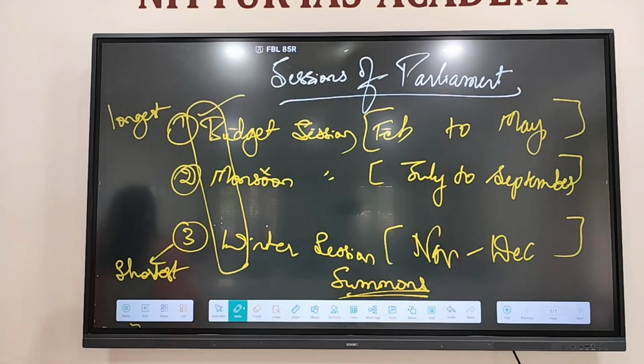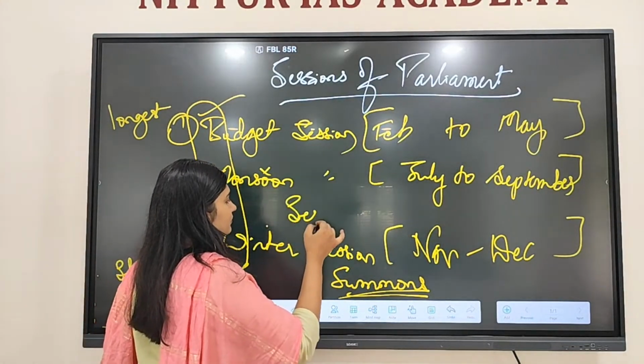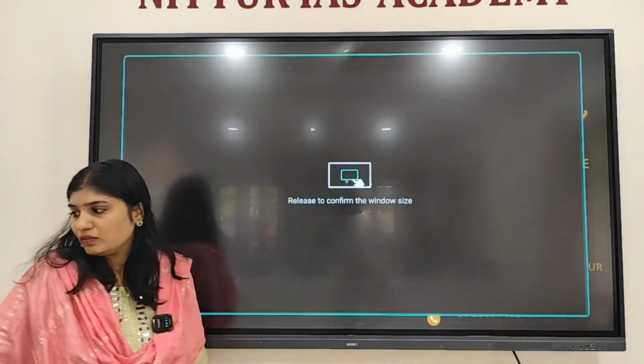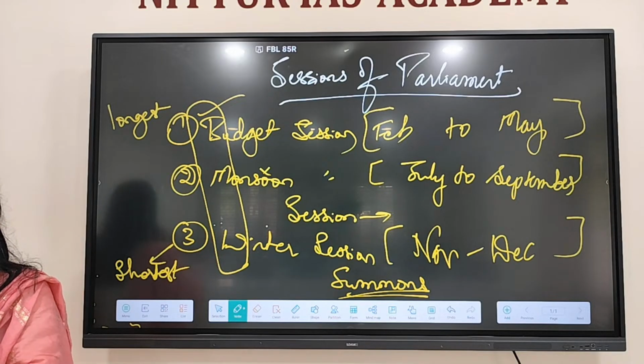What is meant by session? Meeting. Period. From which period to which period? A session is the period, that is the gap, from starting the first meeting to prorogation. Prorogation means stopping. From the start until it is stopped, that is called a session.